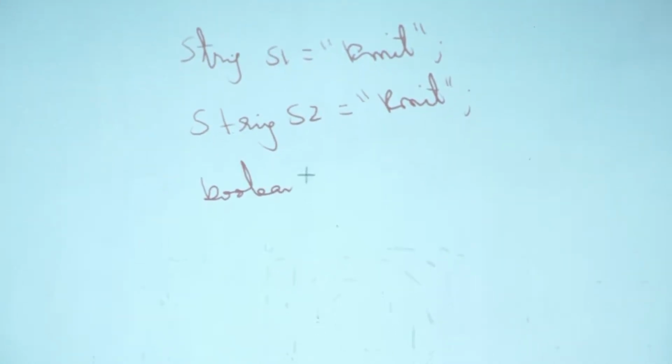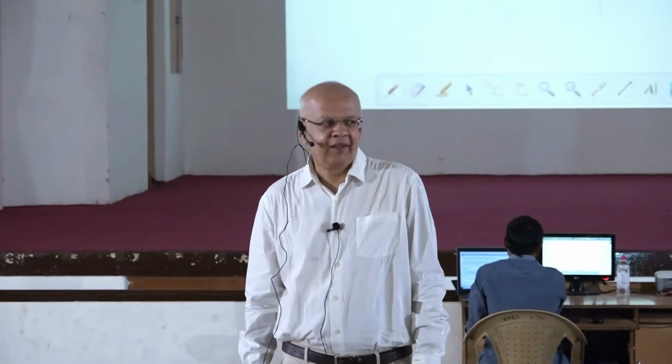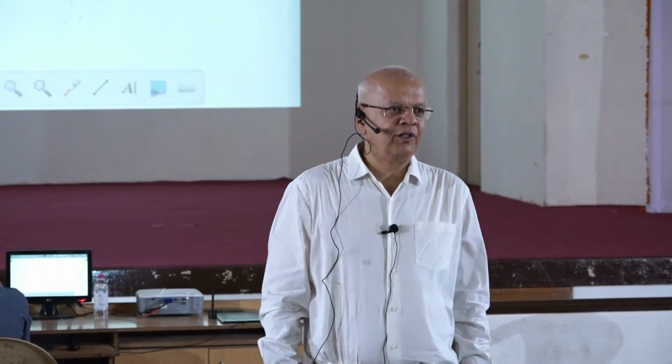Boolean B equal to S1 equal equal S2. Print B. What will I get? True or false? Think and tell. What will I get? True? Sure? False? How many objects are created? I am comparing the references, right? So should I get a true or a false? False. I have convinced you that you will get a false.